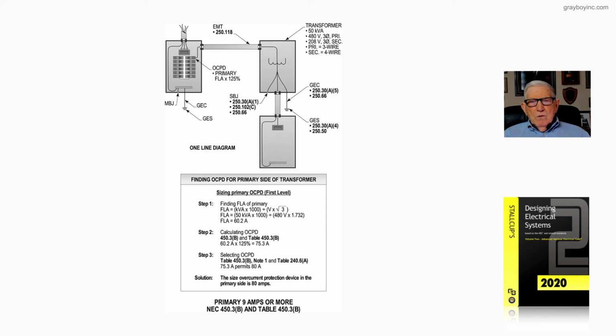So now we're going to go next and apply the calculation and see just how we derive the size of the overcurrent protection device on the primary side when the full load current of the transformer is 9 amps or more and we're using the 125% requirement.